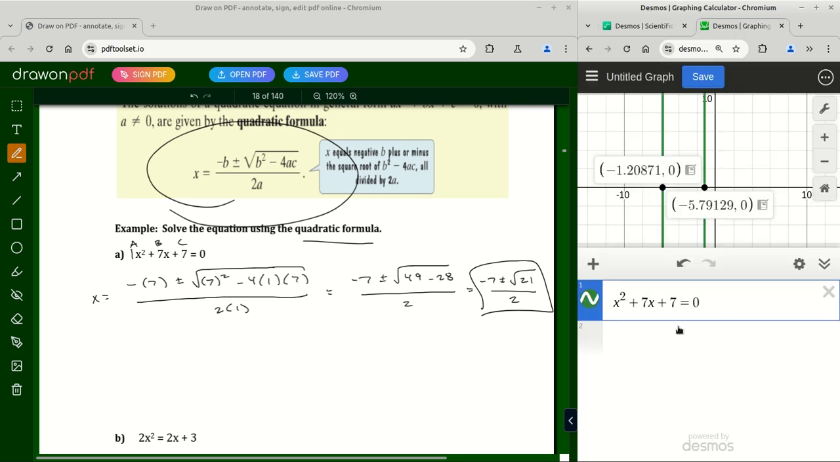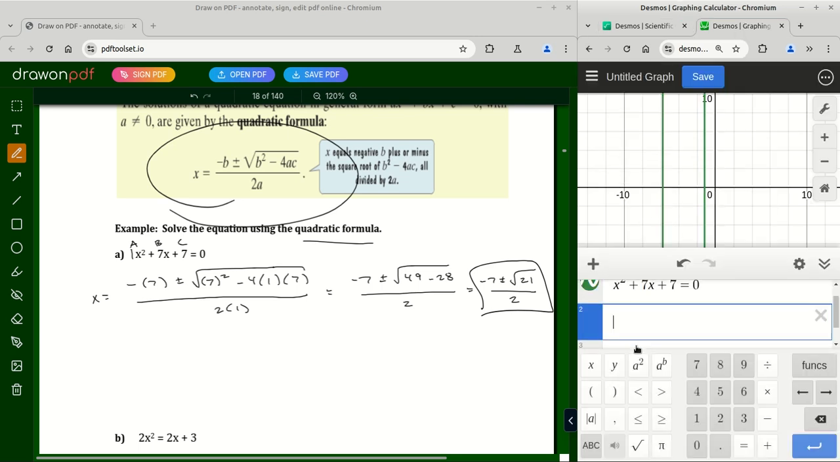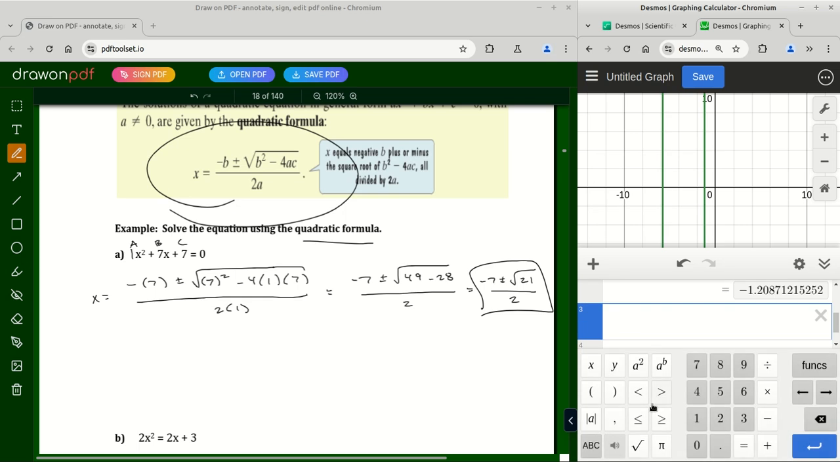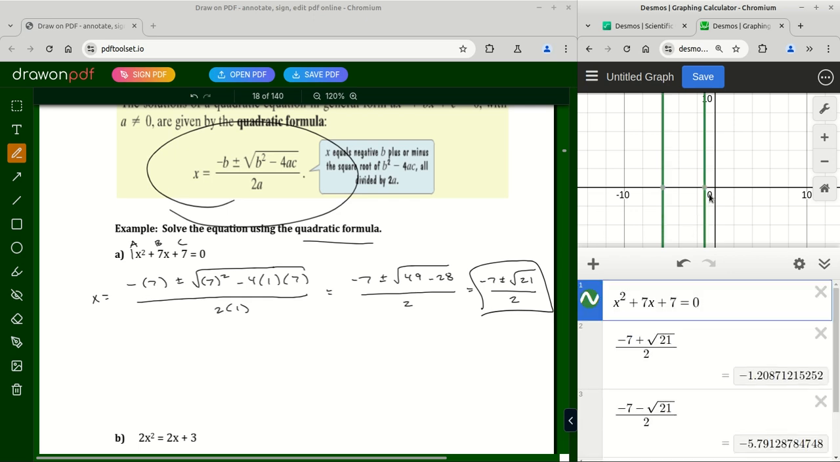So what I'm going to do is I want to show you something. See these two numbers? I'm going to do negative 7 plus the square root of 21 all over 2. Is that one of my answers? Yeah, there it is right there. All right, here we go again. Negative 7 minus the square root of 21, divide by 2. Is that my other number? Yeah.